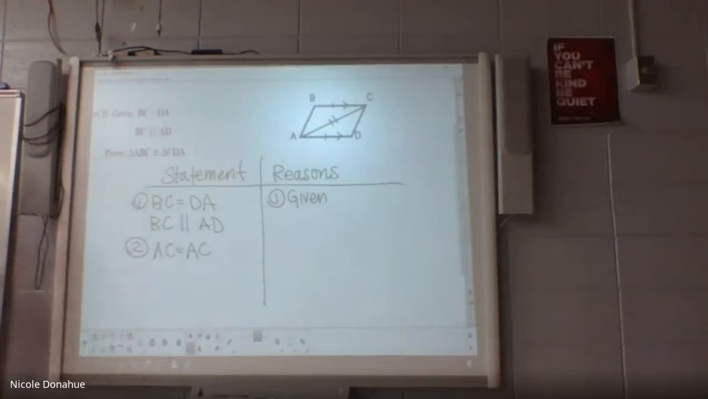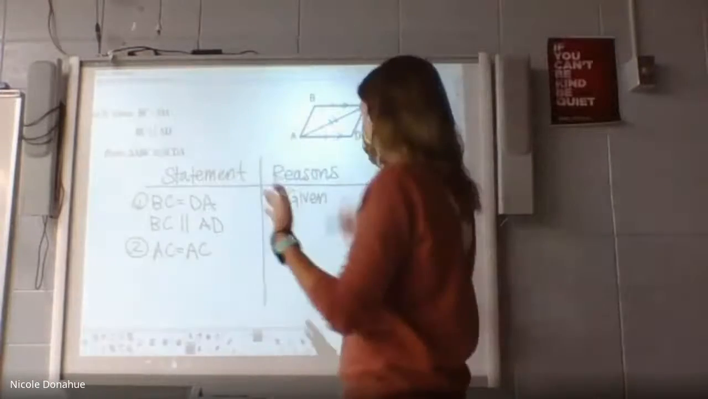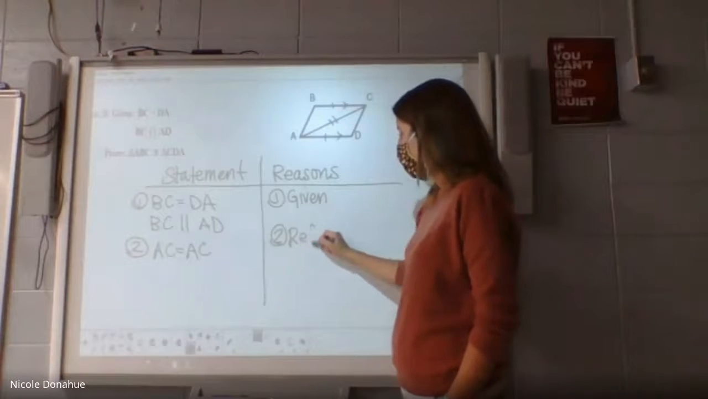Now, we don't just call it shared side, we call that reflexive. So if you think back a couple of chapters, that was always kind of a weird step in a proof, like why would we ever say that? We want to make sure we mention that. So this is reflexive, it equals itself.